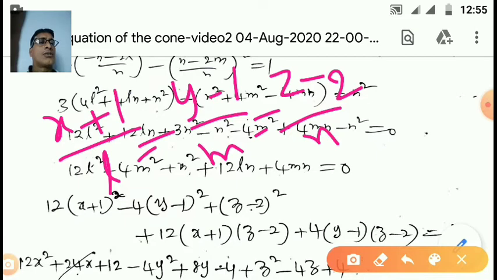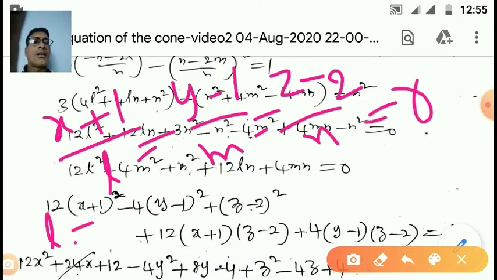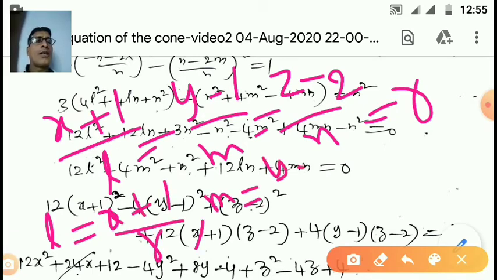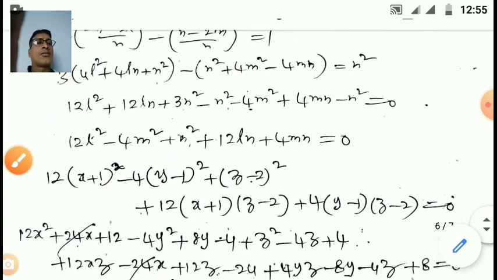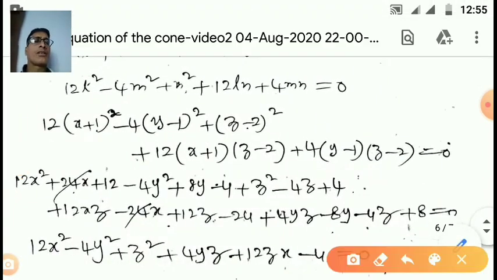n. So if you take this as r, then we will have L is equal to x plus 1 by r. In the similar way, m is equal to y minus 1 by r, and n is equal to z minus 2 by r. L is equal to x plus 1 by r, m is equal to y minus 1 by r, and n is equal to z minus 2 by r. By taking all these values in this equation, you will get this.